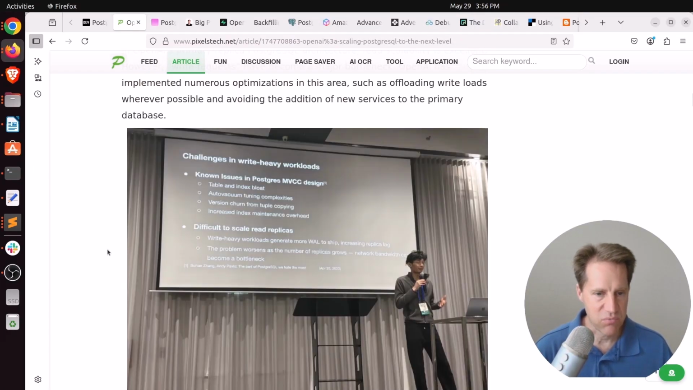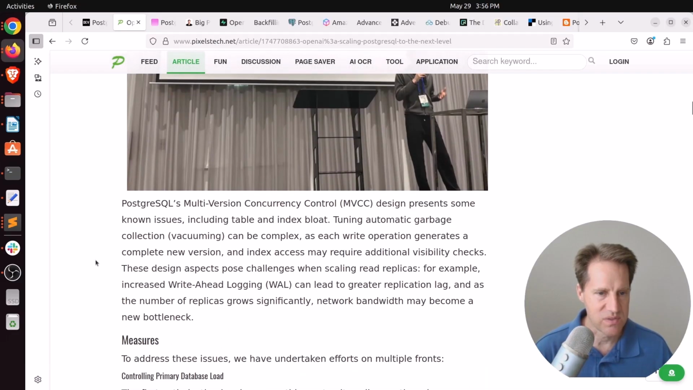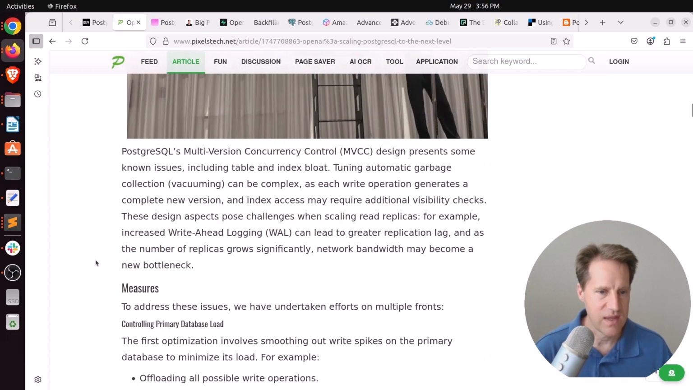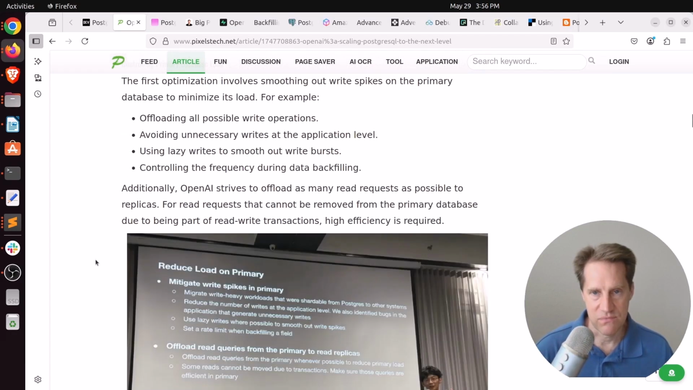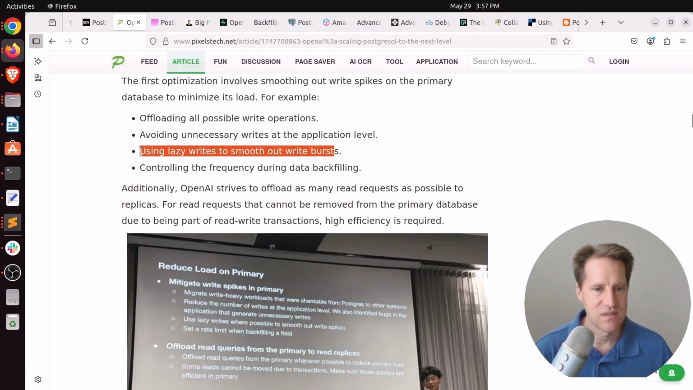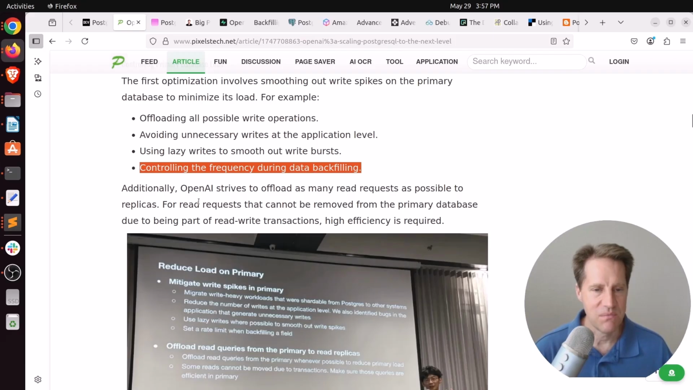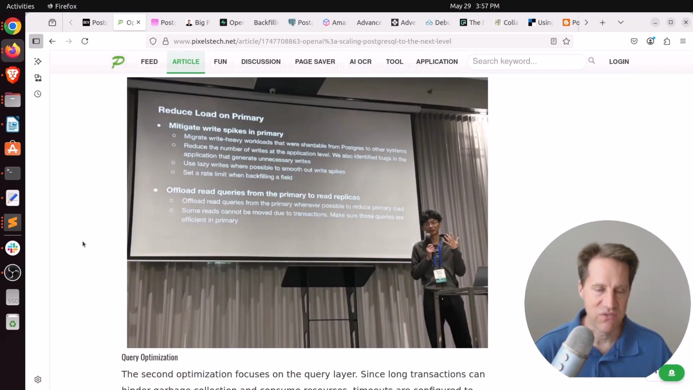But they did mention some problems they had with their scaling, particularly with having so many read replicas, I think up to 12, to the point that network bandwidth was becoming a conflict. And also they had issues with optimizing vacuum as well. So they did a number of things to try to optimize their writes because they're working with a single primary. So basically trying to write less or using lazy writes to smooth out write bursts and controlling the frequency of writing during backfilling. So they're just trying to write more efficiently.